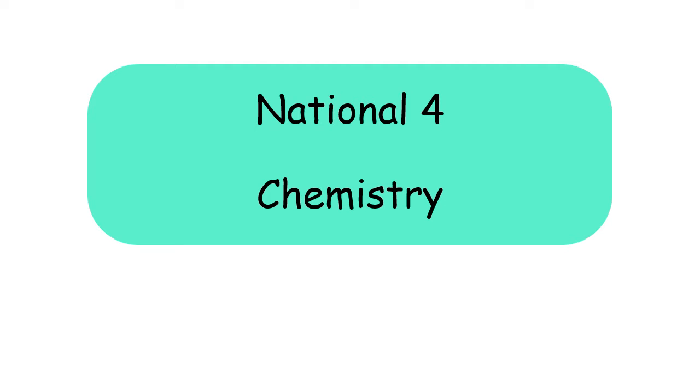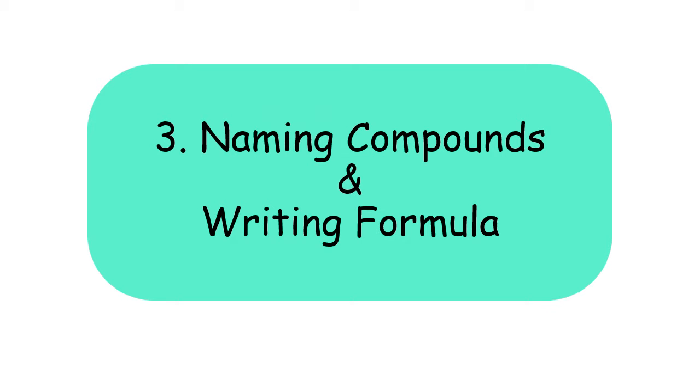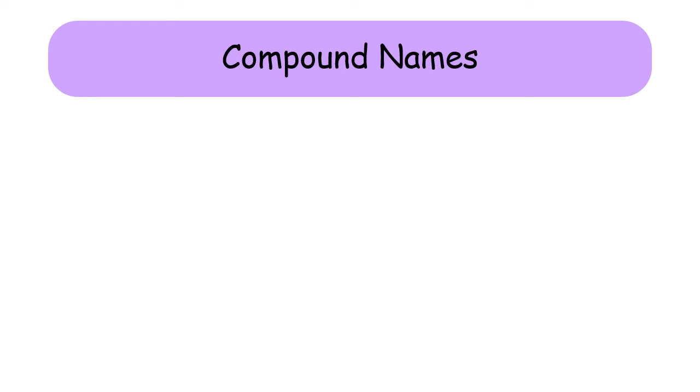So this is National 4 Chemistry, Unit 1, and today's topic is going to be about naming compounds and writing chemical formula. So the first thing we need to think about is the names of compounds. Now remember, a compound is formed when two elements react with one another. And each compound's name has two parts, which tell you the two elements that it's made out of.